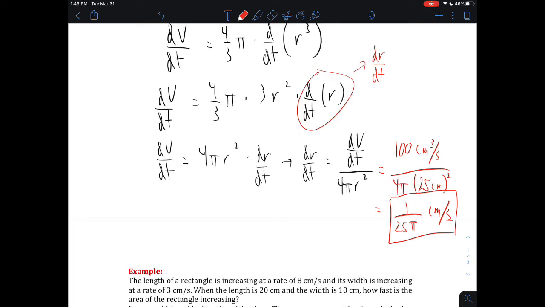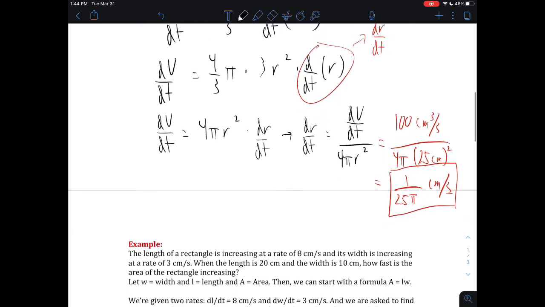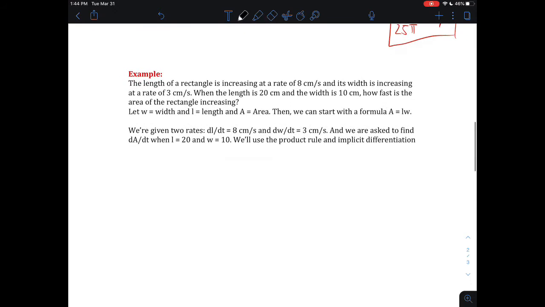So that's it. This whole lesson is really just an application of implicit differentiation and chain rule. And the idea is start with a relationship between two variables, or in some cases we might see three variables, then take the derivative of that formula with respect to an independent variable, and then plug in what you know, any rates of change and any given values that you have. So let's look at another one.